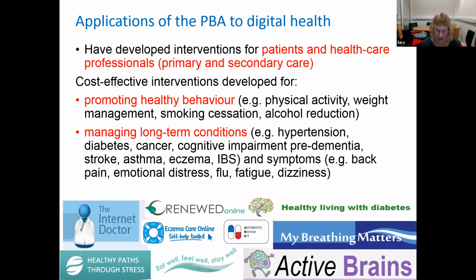And we've been developing interventions both for patients and members of the public, and also healthcare professionals in primary and secondary care. So we've done lots of ones that are more public health, like promoting physical activity, weight management, smoking cessation, alcohol reduction, but also managing lots of different long-term conditions, so hypertension, diabetes, cancer, cognitive impairment that might lead to dementia, stroke, asthma, eczema, IBS, and symptoms such as back pain, emotional distress, flu, fatigue, and dizziness. That isn't a complete list, but it gives you an idea of the sort of breadth of applications that we've been doing.